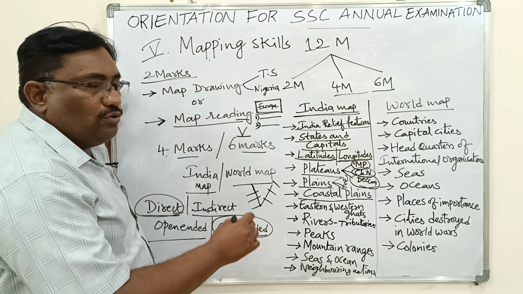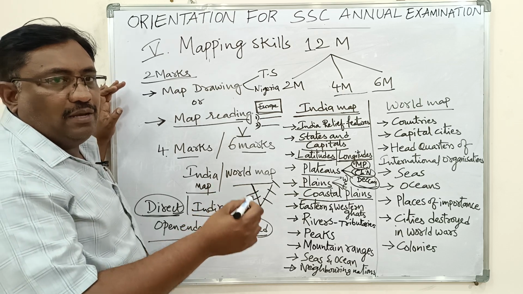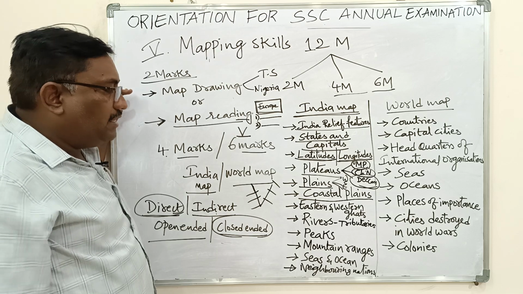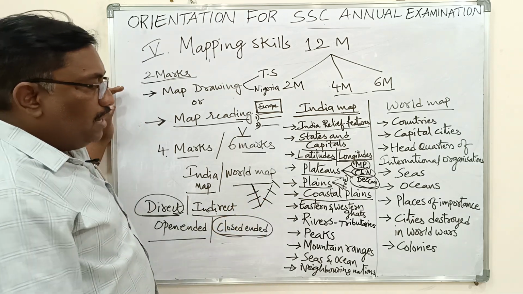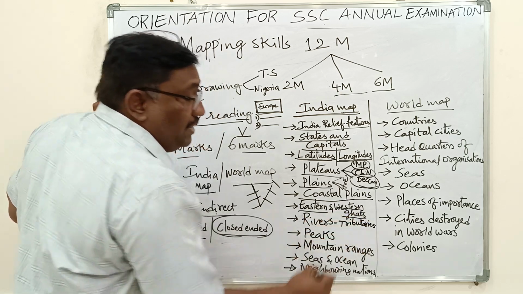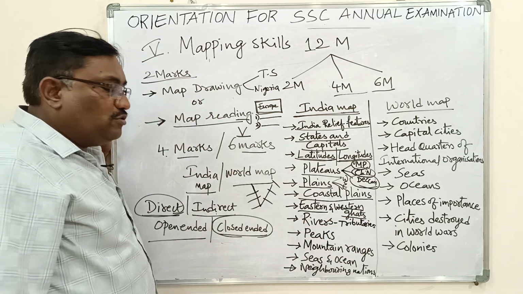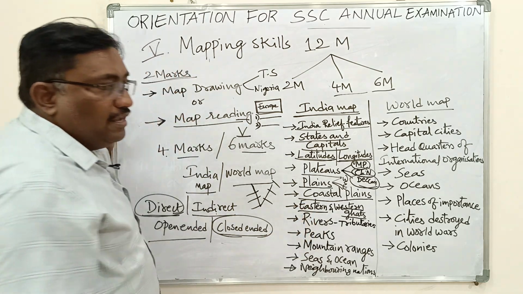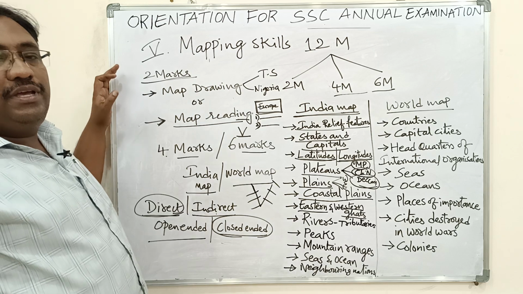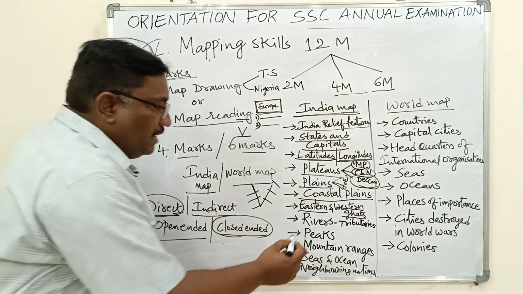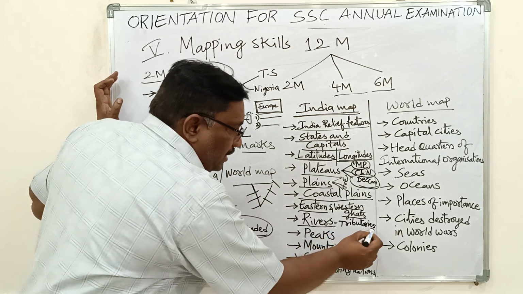Among these coasts, in the previous year examination, the Konkan coast and Canara coast were asked. So like that we have to practice all these coasts. Coming to the Eastern and Western Ghats, the important peaks in the Eastern Ghats and Western Ghats are also very important. Like in the Eastern Ghats, previously they asked, the highest peak in the Eastern Ghats is Armakonda. Like that we have to practice. Next, coming to the rivers and their tributaries.